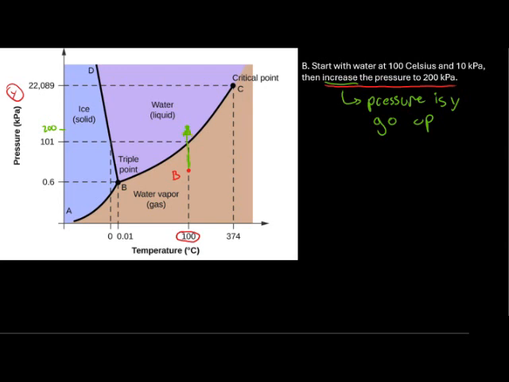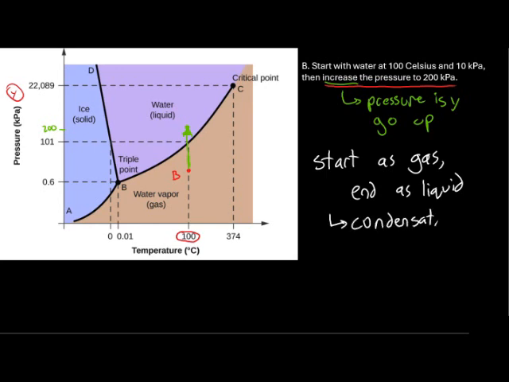Now notice that we've started as a gas, and we end as liquid. So going from gas to liquid, the name of that process is condensation. If we had gone from liquid to gas, which is the opposite of this arrow, that would have been boiling.